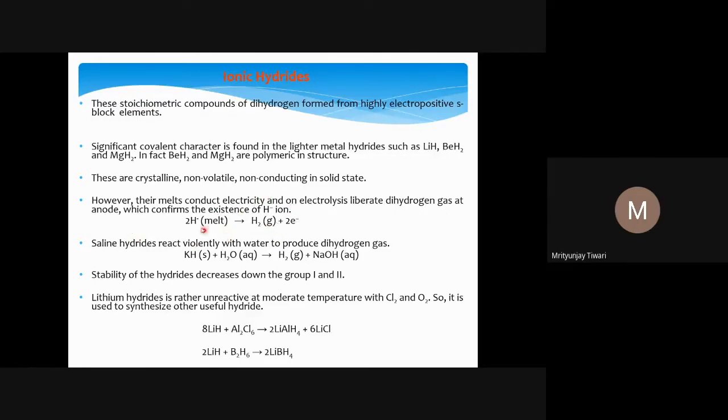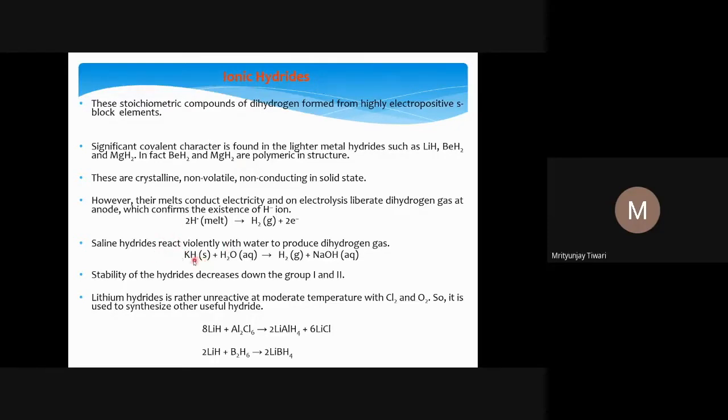For example, ionic hydride means the existence of H minus, and 2H minus melts that way. When it melts, it forms H2 gas and two electrons, and these electrons can also move and conduct electricity. Saline hydrides react violently with water to produce dihydrogen gas. Saline hydrides means ionic hydrides, another name.